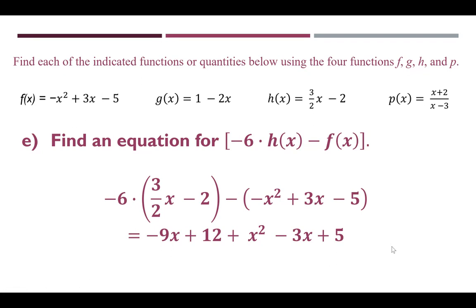My final step is to combine like terms, and I like to put my variables in descending order with respect to the exponents. So I'm going to put x squared first, then my x to the first powers, negative 9x and negative 3x make negative 12x. And finally, my constants, 12 plus 5 is 17. And so I've simplified the expression as much as possible, and that would be my final answer.